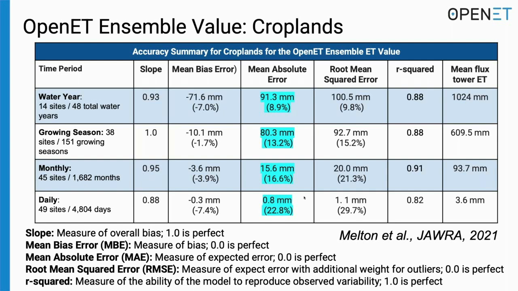So if there's an application that's especially sensitive to any large misses by the models, RMSE is a good measure to use. And then also included information on R squared as a measure of the ability of the model to reproduce the observed variability in the ground-based data set. Again, a measure of 1.0 would be perfect.